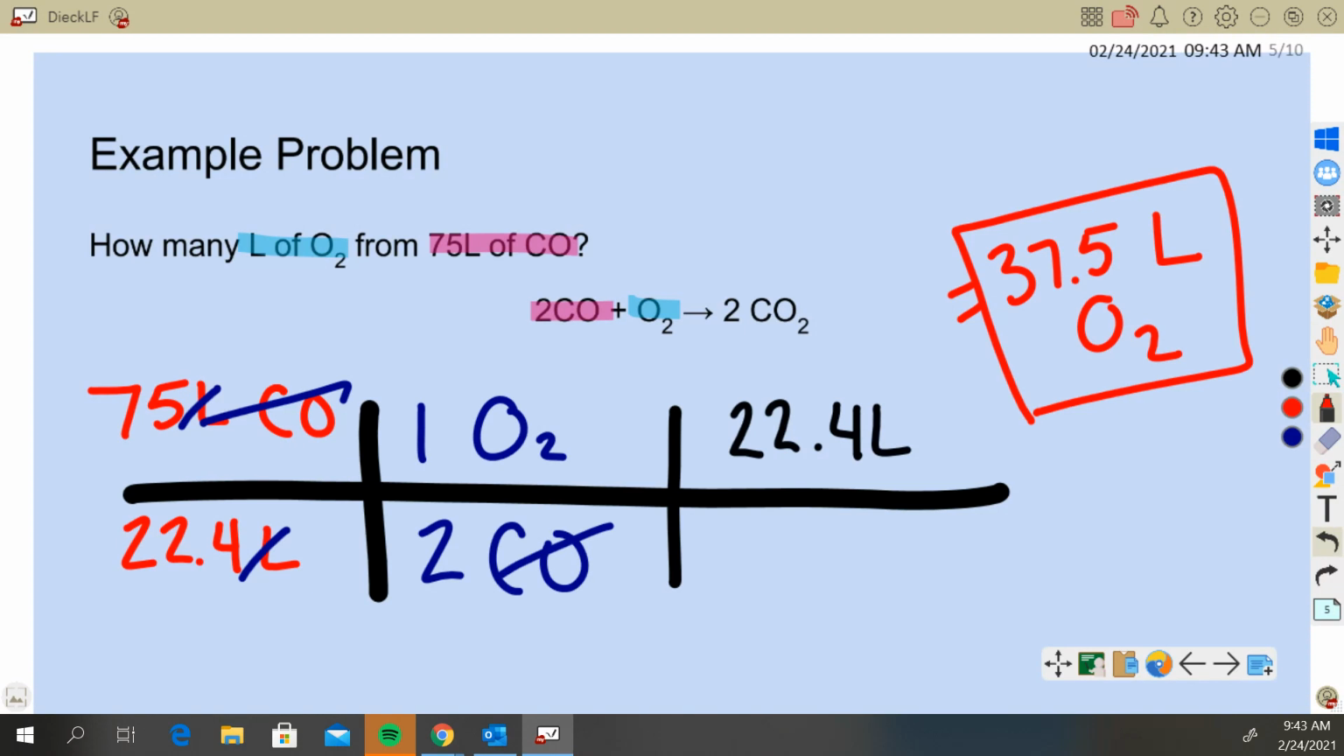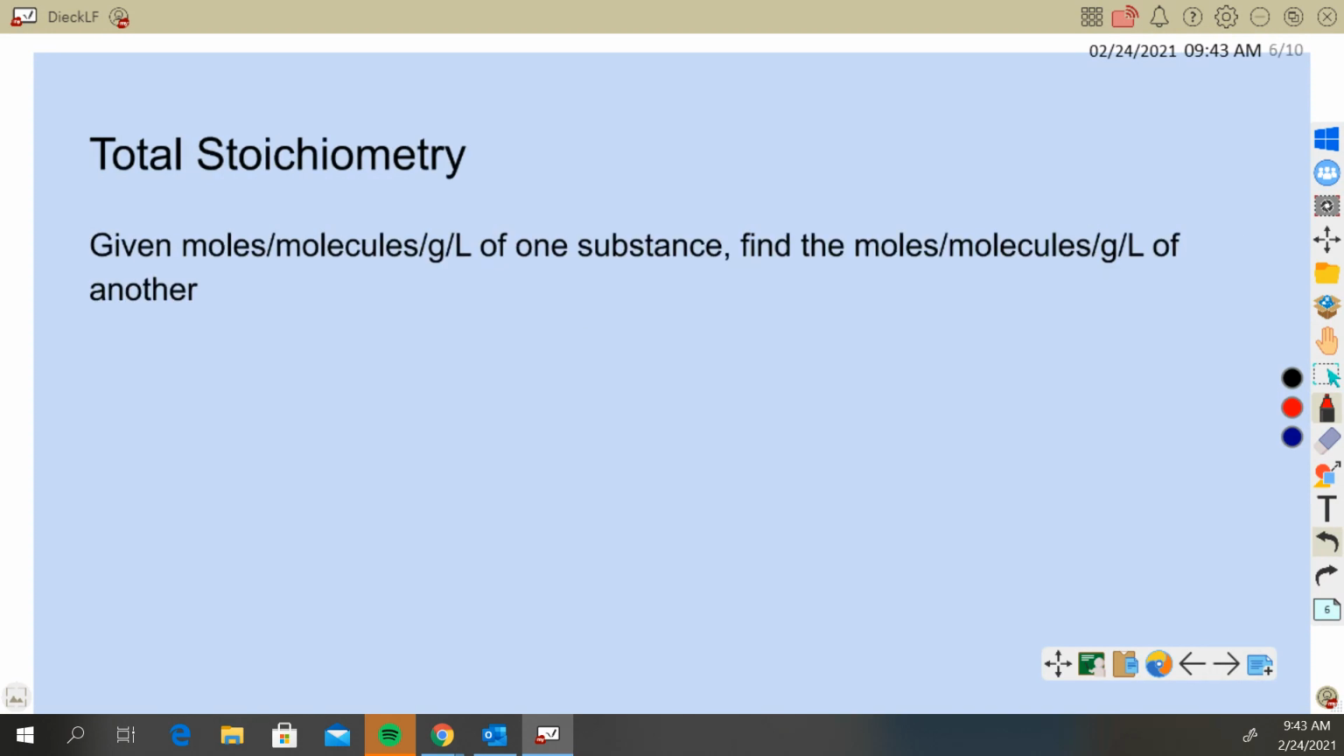All right, so the next thing that we're going to learn is what's known as total stoichiometry. I do have a weird definition of it for you. And that is, given moles, molecules, grams, or liters of one substance, you can find any combination of those things of another substance. So for example, I could give you molecules of something and say, how many liters do I get of something else? Or if you have this many grams, how many molecules of this do you have? So that's total stoichiometry. It's a mixture of everything you've been learning so far. You already know how to do it, you just don't realize that.